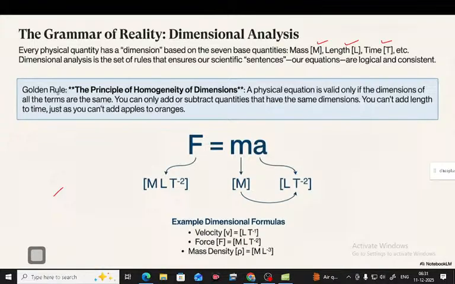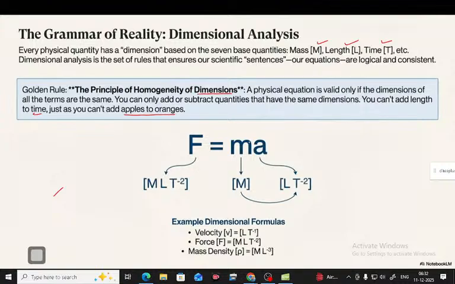What is the golden rule? The principle of homogeneity of dimension. This is the golden rule. A physical equation is valid only if the dimensions of all the terms are the same. You can only add or subtract quantities that are the same dimension. You cannot add length to time, just as you cannot add apples to oranges. This is the principle of homogeneity.